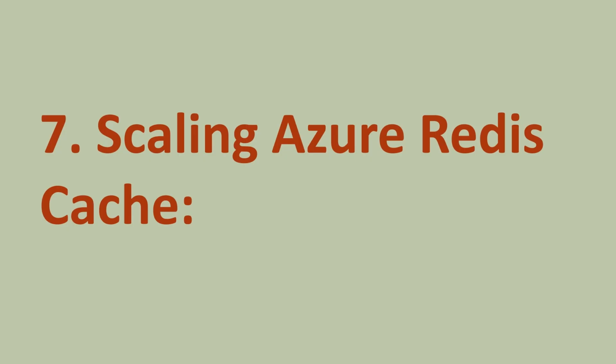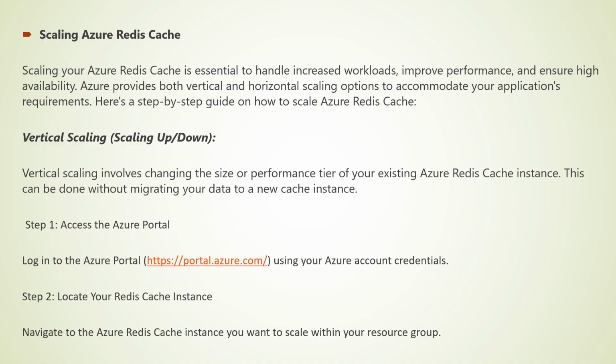7. Scaling Azure Redis Cache. Scaling your Azure Redis Cache is essential to handle increased workloads, improve performance, and ensure high availability. Azure provides both vertical and horizontal scaling options to accommodate your application's requirements. Here's a step-by-step guide on how to scale Azure Redis Cache.